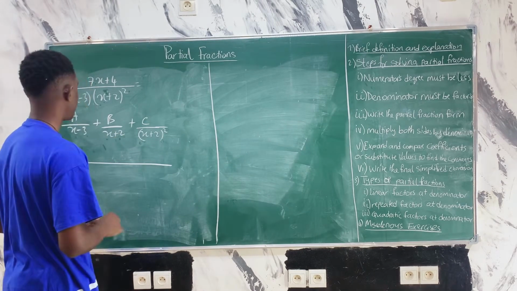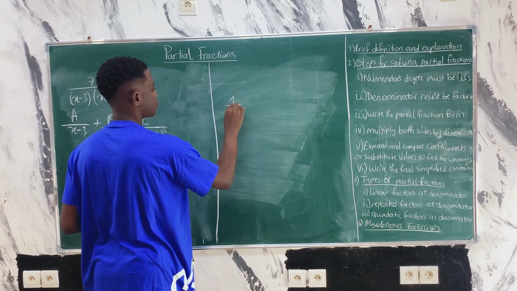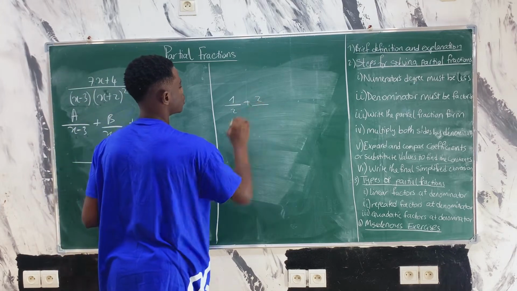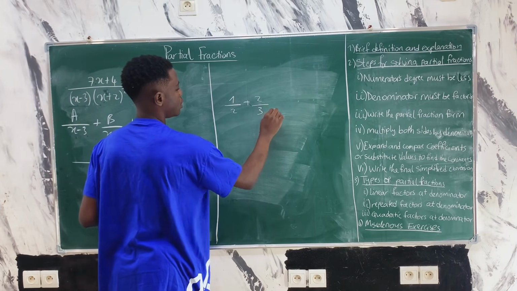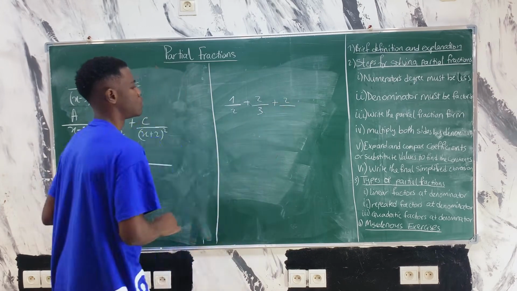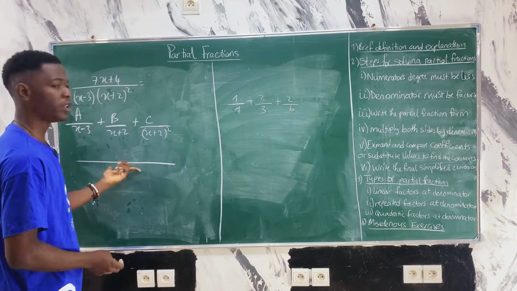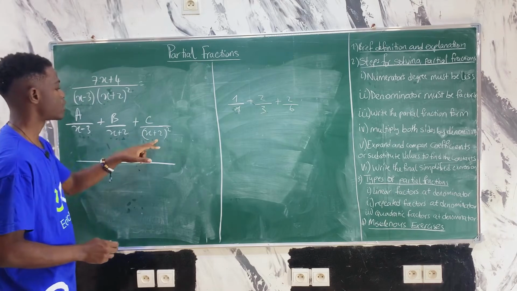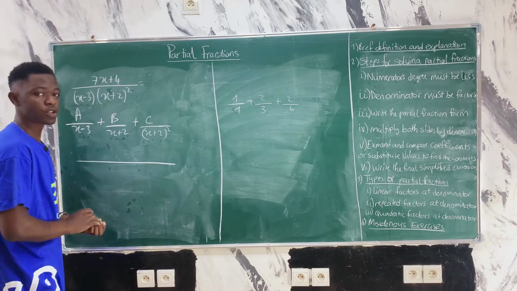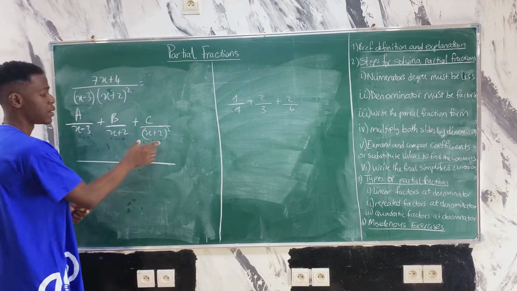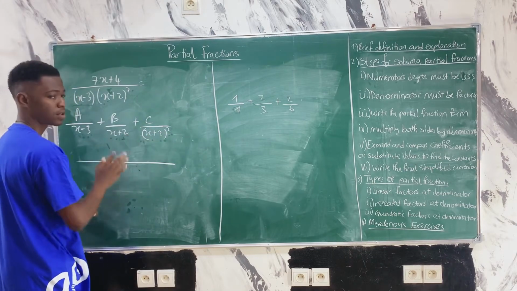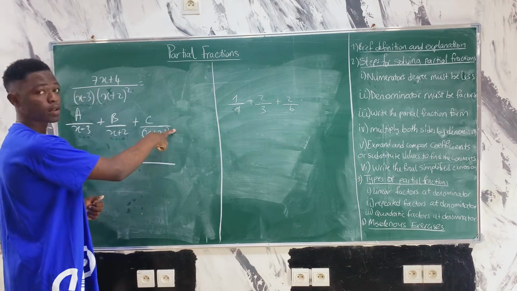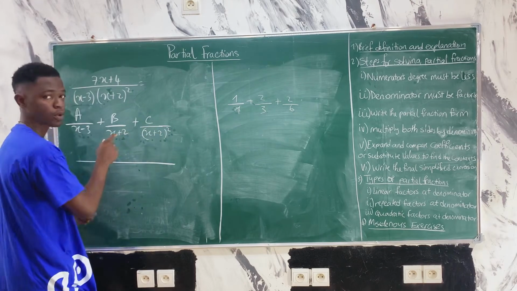It is just like when we have something, maybe 1 on 2, plus 2 on 3, plus 2 on 6. To find the LCM here, we will not just do x minus 3 times x plus 2 times x plus 2 all squared. It will just be x minus 3 times x plus 2 all squared, because this already includes x plus 2.